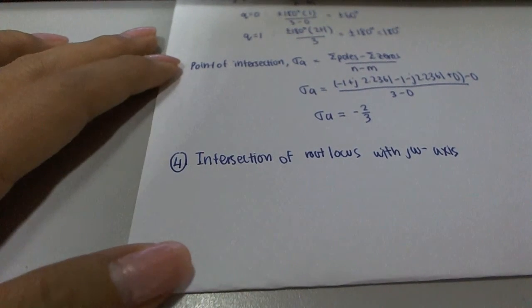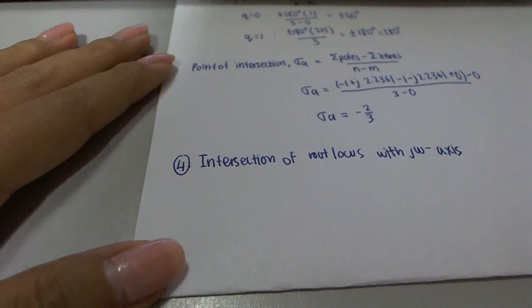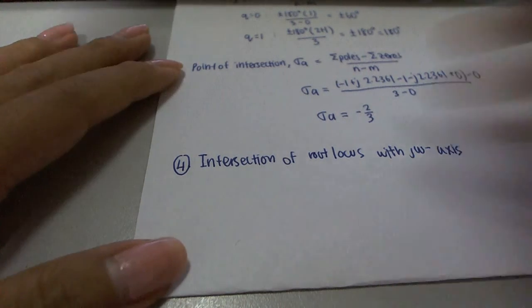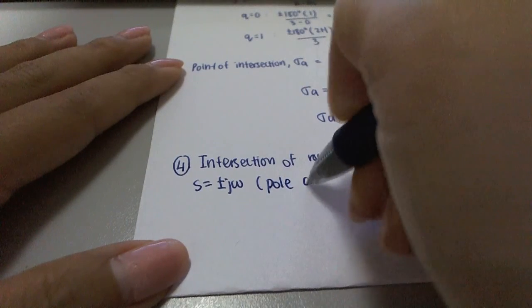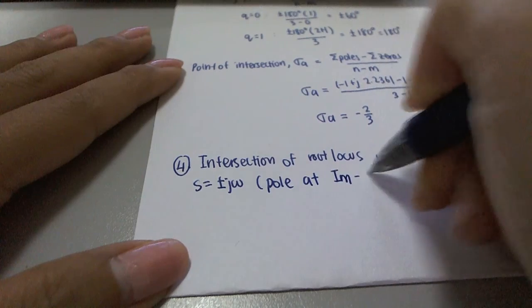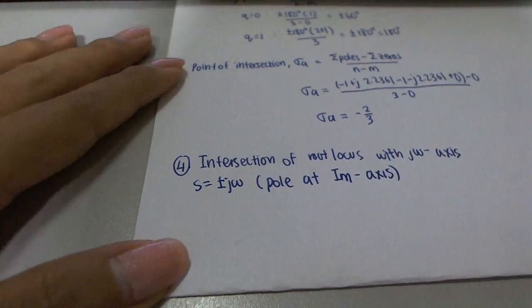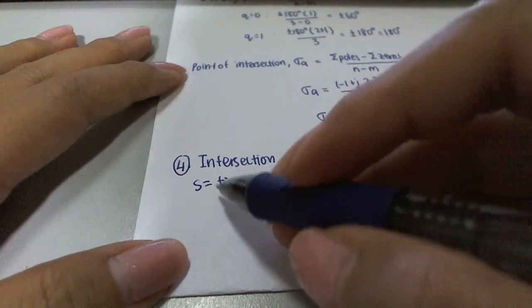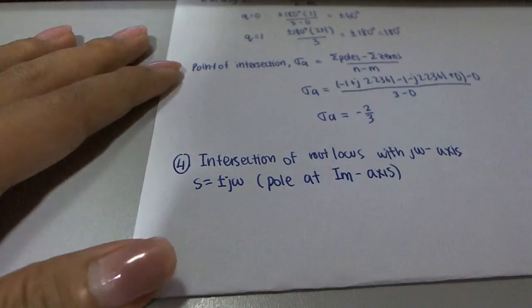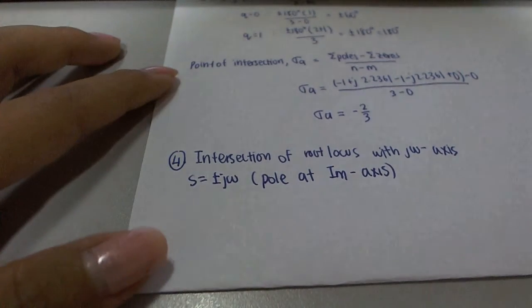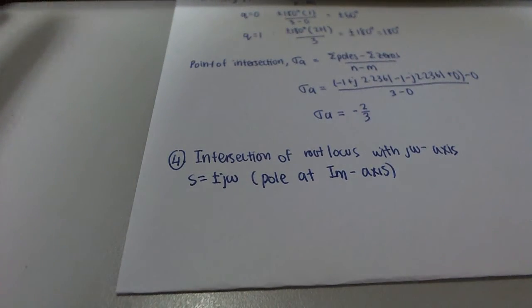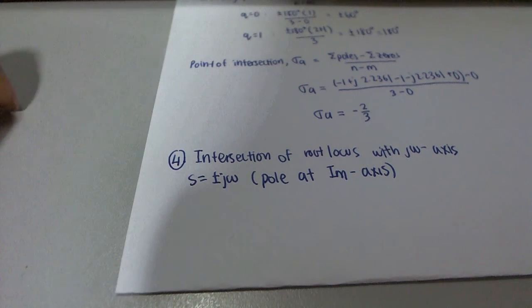And we know that at the imaginary axis, the value of the pole is S equals plus minus j omega. This is the pole at the imaginary axis. So what we can do is sub in S equals plus minus j omega into the characteristic equation and calculate for omega. And omega will give us basically the value of the pole at the imaginary axis.